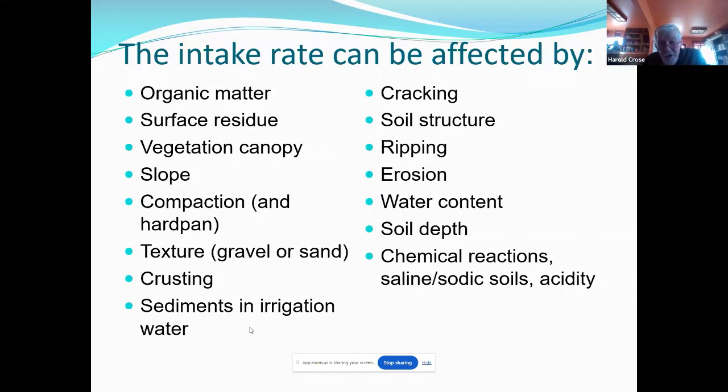You run into sodic soils, which basically change the surface texture of the soil so it won't even take water. It will puddle up in the field. We don't see a lot of sodic soil here, but there are places on the coast that you could run into that. And of course, acidity of the soil.